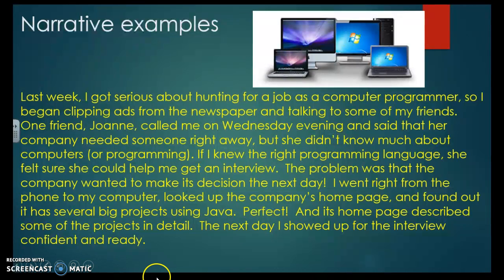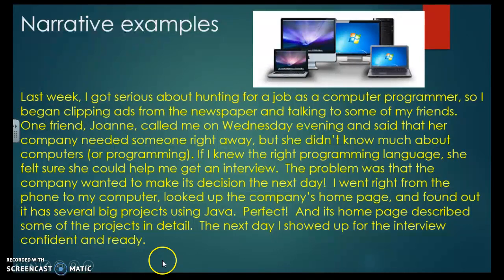One friend, Joanne, called me on Wednesday evening and said that her company needed someone right away, but she didn't know much about computers or programming. If I knew the right programming language, she felt sure she could help me get an interview. The problem was that the company wanted to make its decision the next day. I went right from the phone to my computer, looked at the company's homepage, and found out it has several big projects using Java. Perfect! And its homepage describes some of the projects in detail. The next day I showed up for the interview, confident and ready.